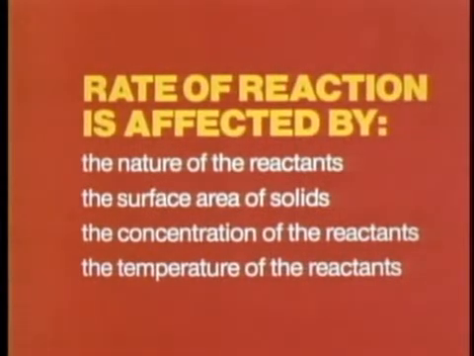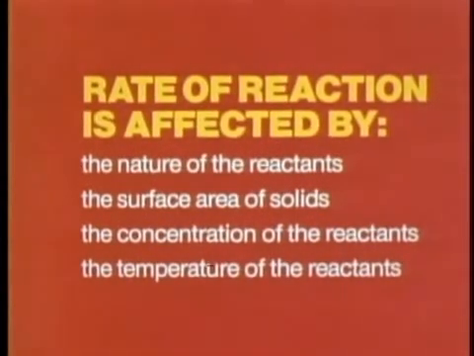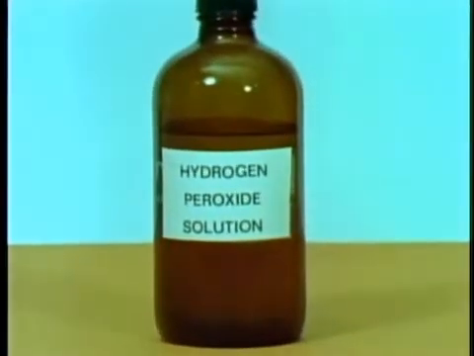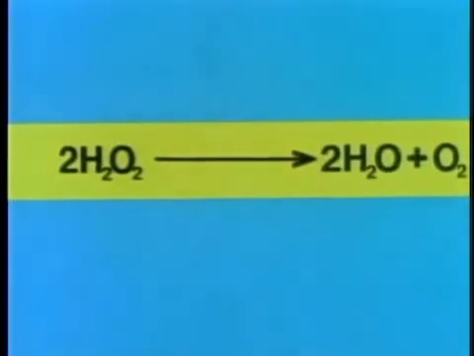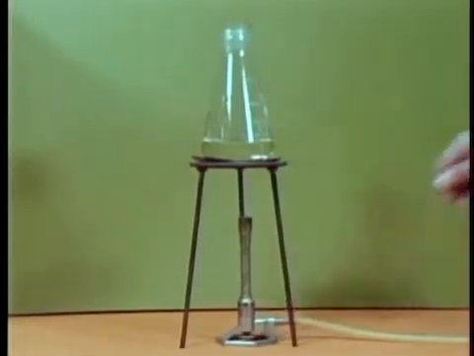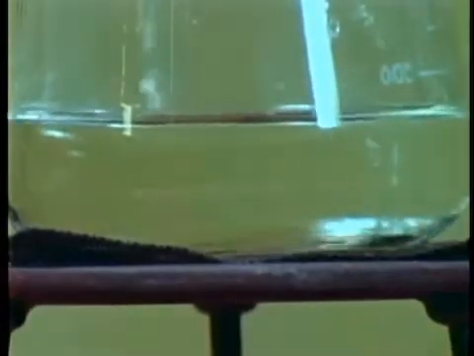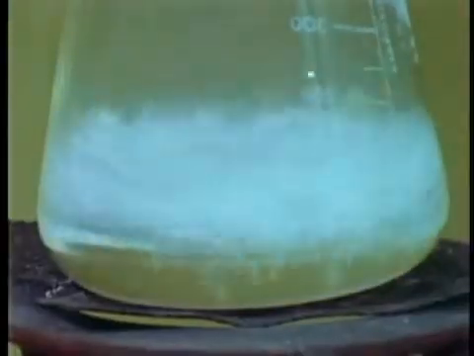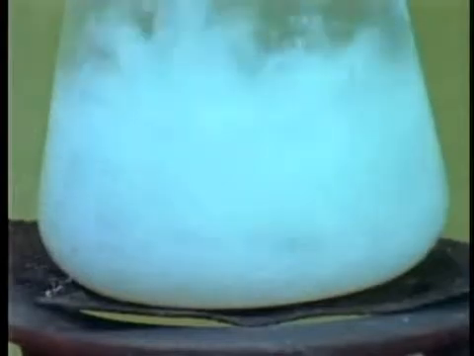Besides the nature of the reactants, surface area, concentration, and temperature, there's one more important factor that can influence a reaction's rate. In a hydrogen peroxide solution, the hydrogen peroxide slowly decomposes into water and oxygen. Occasionally, a tiny bubble of oxygen forms. Now, we warm the solution. As we expect, this increases the reaction's rate. Now watch what happens when we add a solution that contains iodide ions. The reaction rate changes significantly.